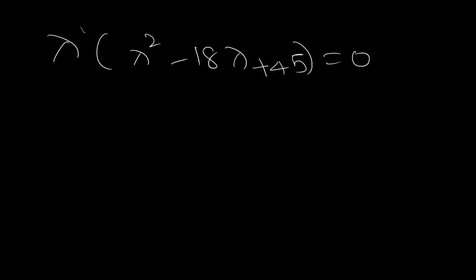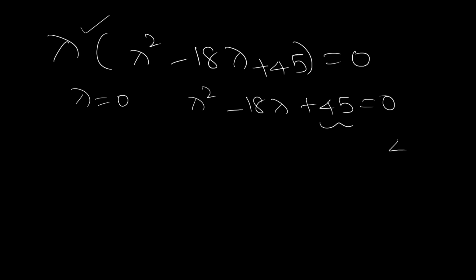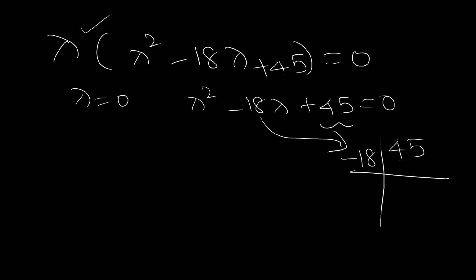There are many methods. So I have taken lambda common. So the rest of the values here. So one root is lambda is equal to 0, and the second root is the roots of this quadratic equation. Correct? And this value is 45. You can use T method. You can write down these two values here. Okay. So I have to write down two values. If I multiply, I should get plus 45. And if I add, I should get minus 18. So what are those values?